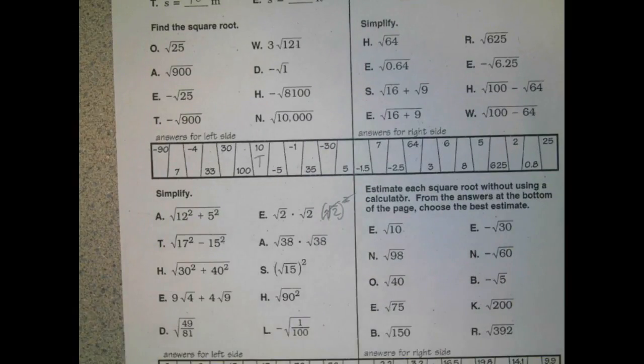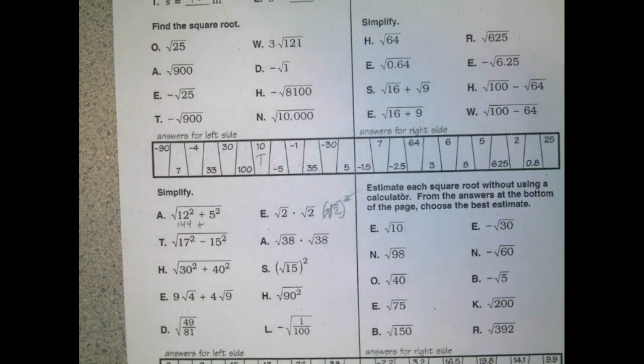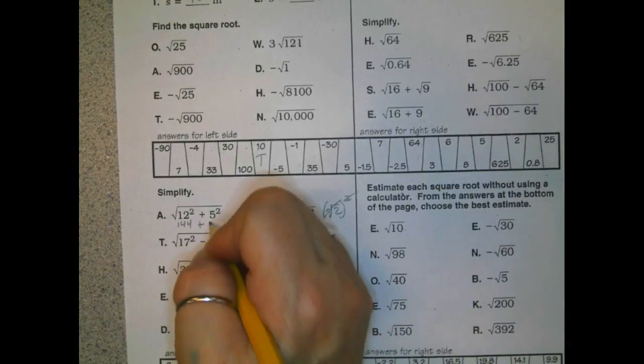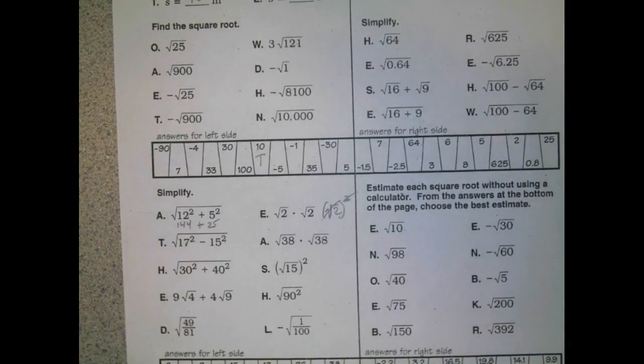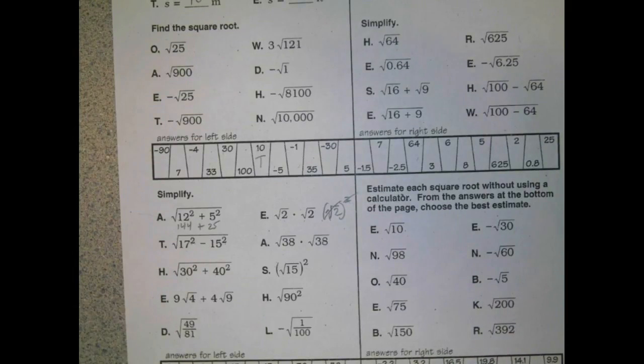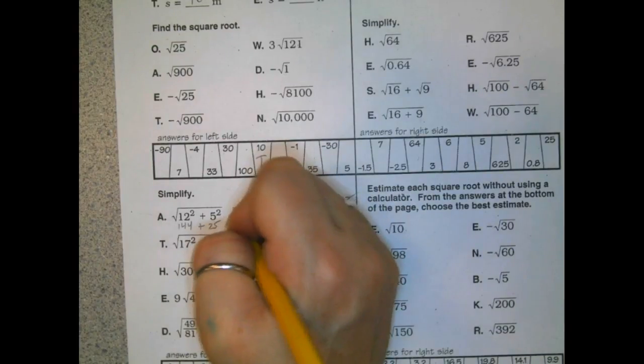So what is 12 squared? You guys should have it on your note card. Where's your note card? It's 144. What is 5 squared? What is 25 plus 144? 169, right? So that gives me 169.